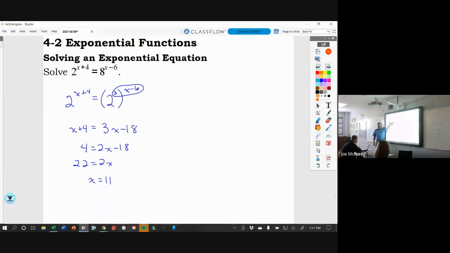2 to the 11 plus 4 power, that'd be 2 to the 15th power. 2 to the 15th power is 32,768. What's 8 to the 5th? Because 8 is 2 to the 3rd, so it'd be 2 to the 15th again. It works. And then 8 to the 5th power would be 2 to the 3rd power to the 5th power, which would be 2 to the 15th power again. So it does work. x is in fact 11.